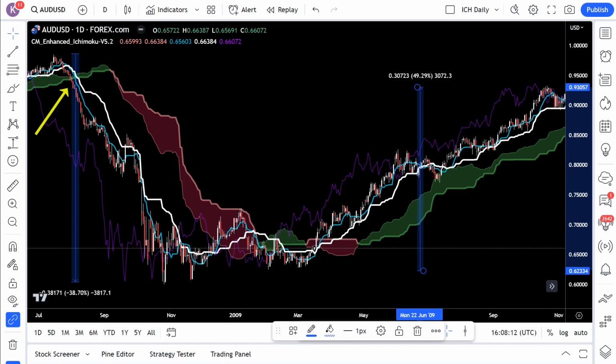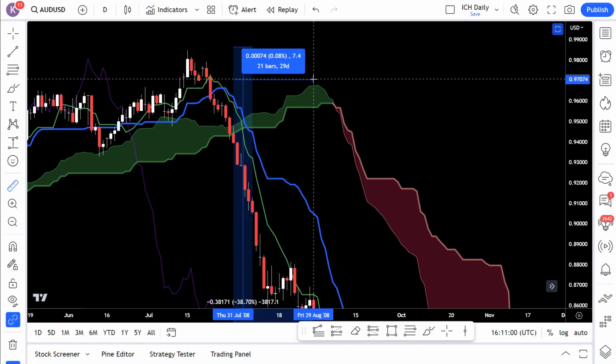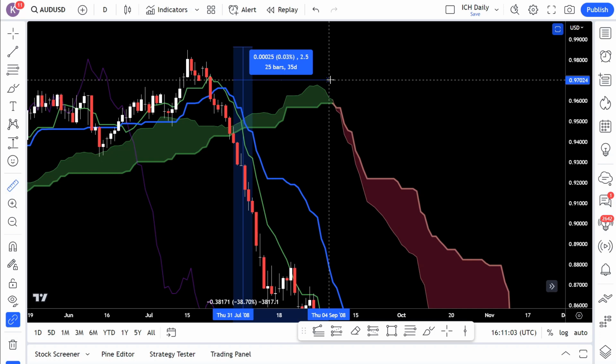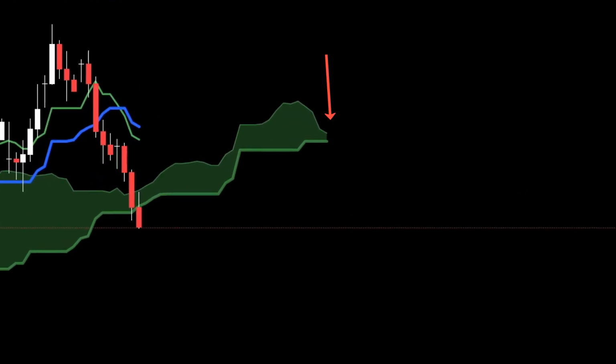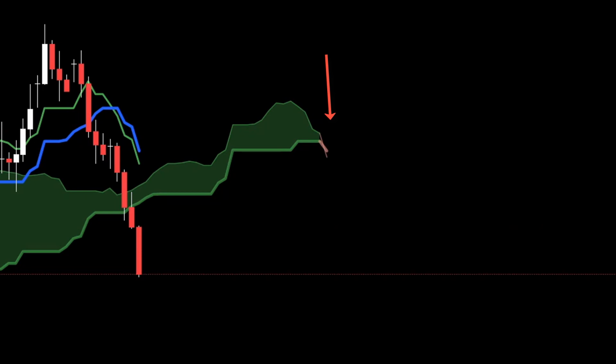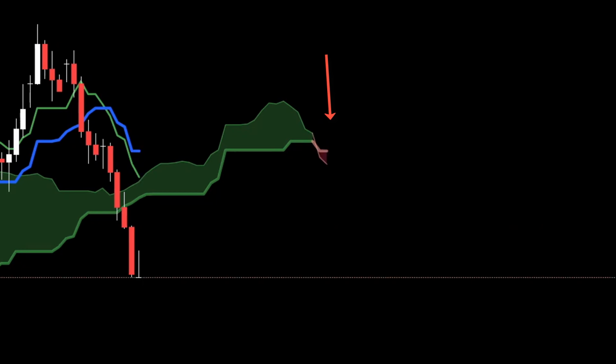Clearly the only place it crossed the Kumo was at the very top, so we either catch it here or not at all. Here the cloud hasn't quite rolled over to red yet. Replaying this trade, the cloud is green on the breakout. The next candle, the cloud is twisting. Only now is it officially red.